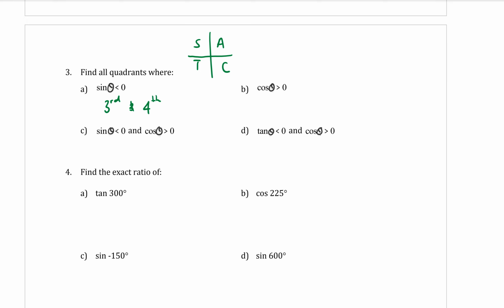Okay, part B says, where is cos theta greater than 0? Greater than 0 means positive. So cos is positive in the 1st and the 4th quadrant. So that's it. I want those two, 1st and 4th.